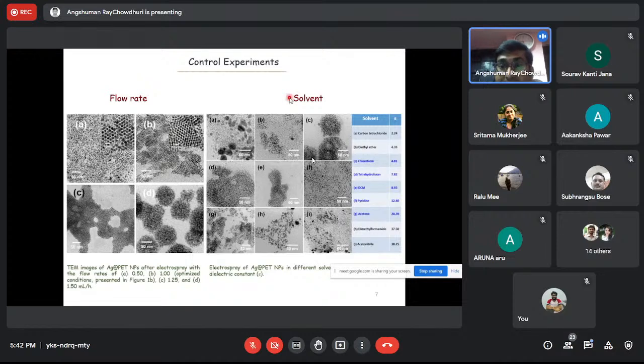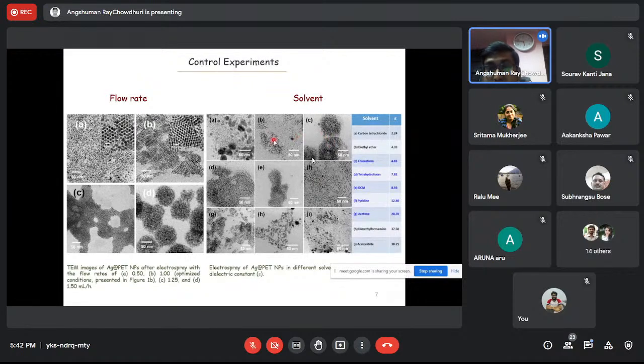Now coming to the solvent. Solvent means where the material is dissolved. The solvent gives a different pH in the microdroplet environment. It gives a different dielectric constant, and in a different solvent the material's dissolving property will also change. So we have arranged the solvents by dielectric constant. We started with carbon tetrachloride, whose dielectric constant is 2.4, and went up to acetonitrile, which is 38.25.